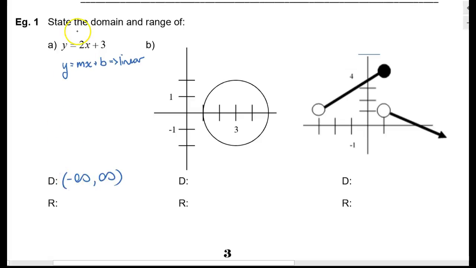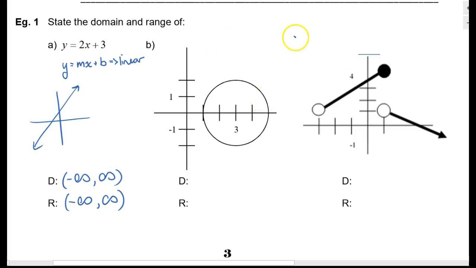My range then, if I plug in a really big number here, I'm going to get a really big number output. If I plug in a really small number, I'm going to get a really small number output. In general, if I wanted to get a mental picture of what this looked like, my line would look like this. It continues to infinity positively and negatively for y as well. So my range is the same as my domain in this case.